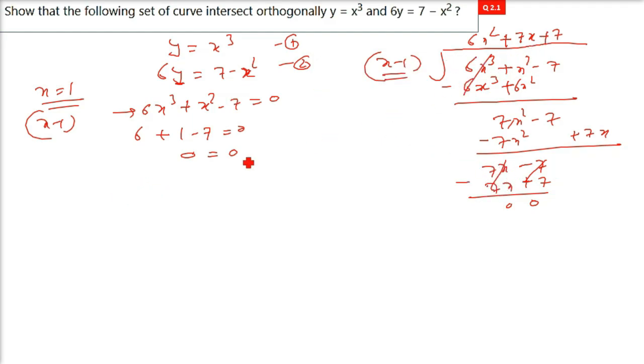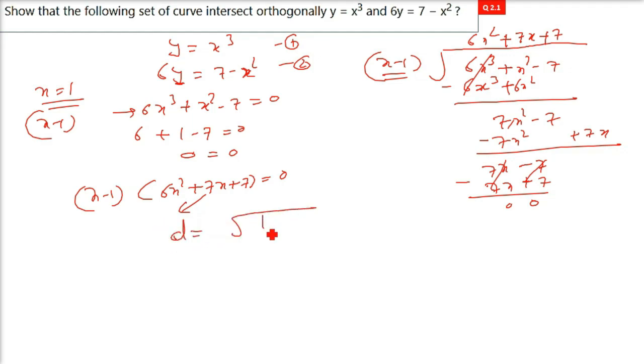One factor is x minus 1, by gut feeling, by observation, by previous mathematics we know. The second will be 6x square plus 7x plus 7. When you solve this, let me show you the determinant here. What will be the determinant? B square minus 4ac. B is 7, A is 6, and C is 7. So 49 minus 4 into 6 into 7. So what are you going to get? You will get root of -119. But this will not give you a real root.